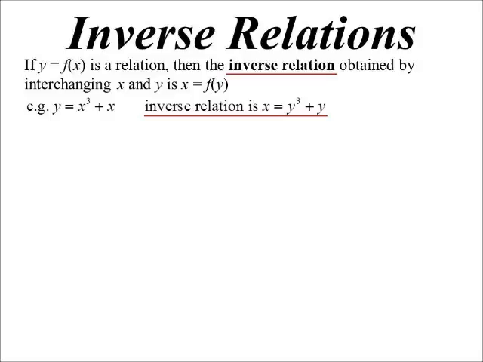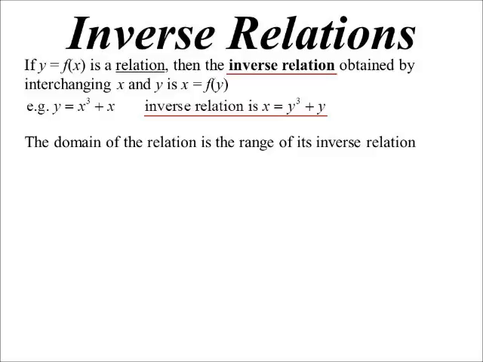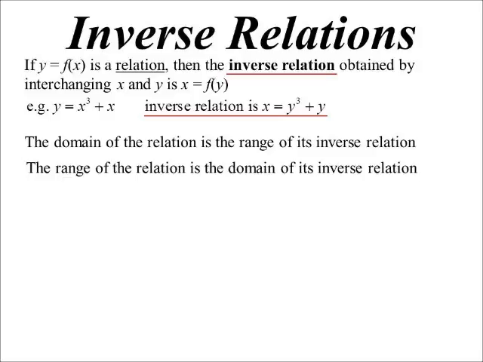So y equals x cubed plus x, its inverse would be x equals y cubed plus y. That's a bit tricky to make y the subject of, so we probably just leave it like that. That therefore means the domain and the range swap around. The domain of the original relation becomes the range of its inverse relation, and vice versa. The range of the original relation becomes the domain of the inverse.